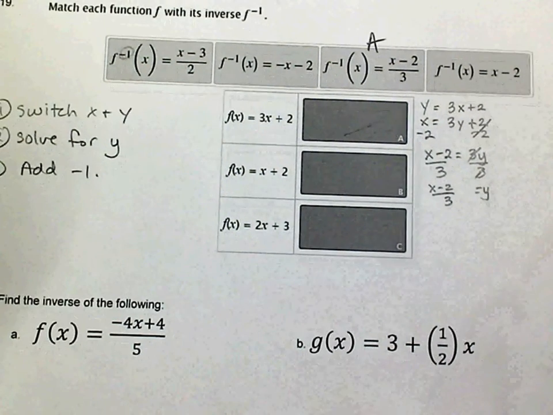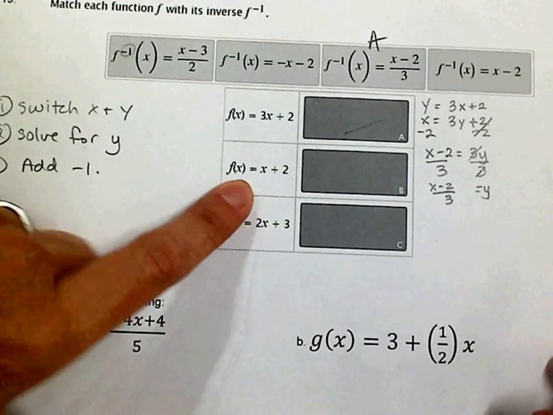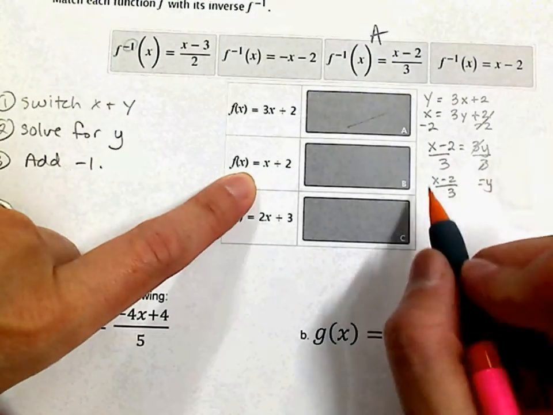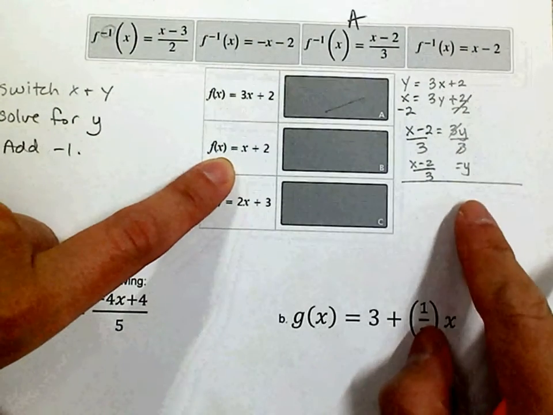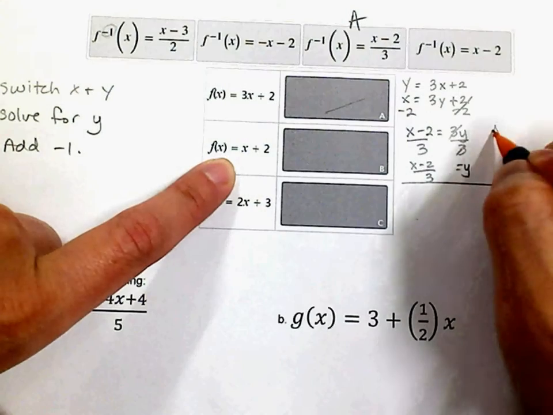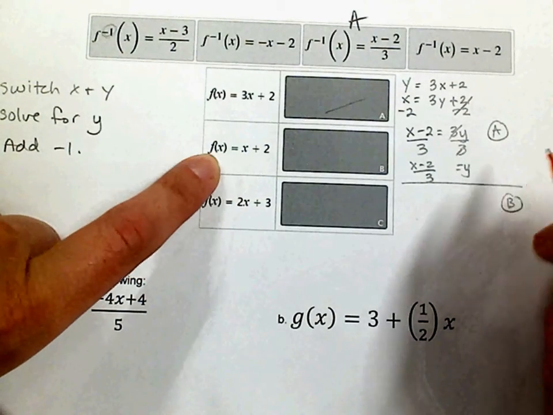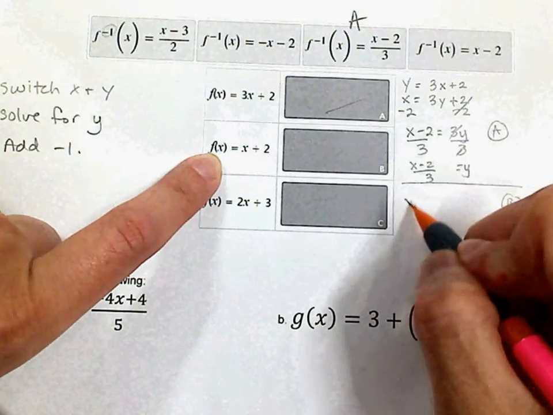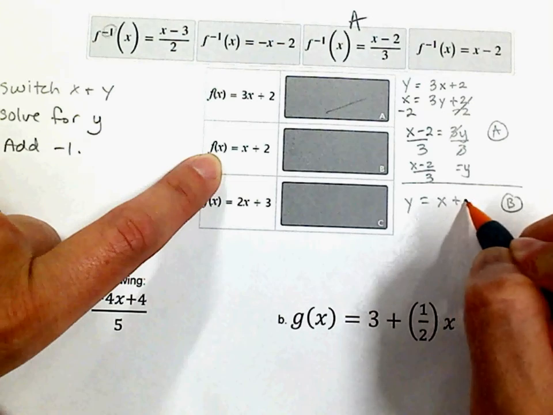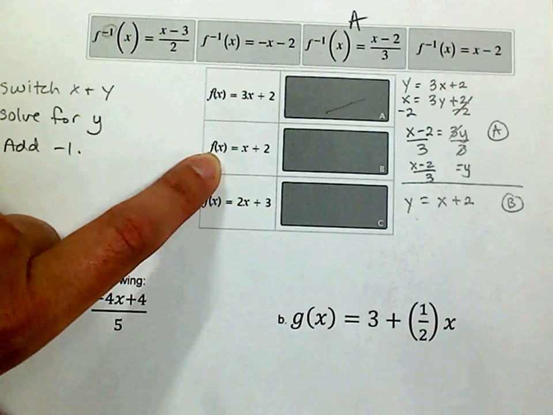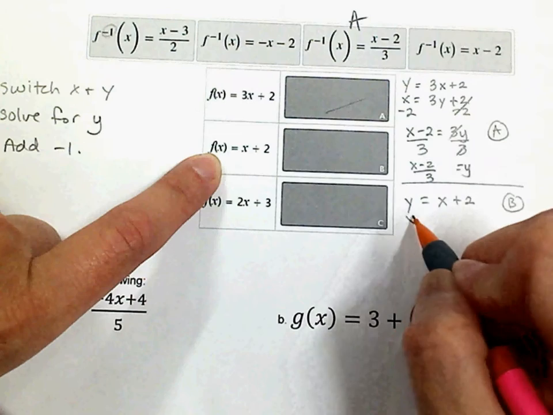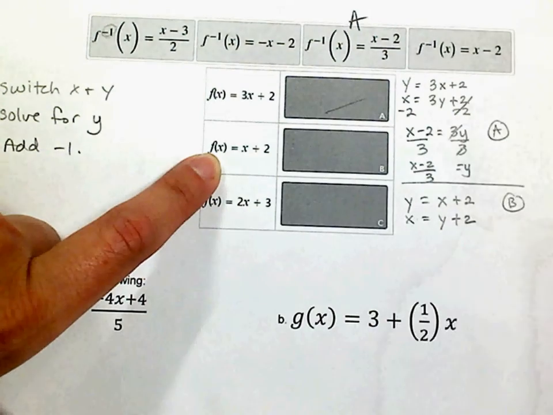Okay, let's look at this one right here. B. Okay, I'm going to continue right here. This is A. Now I'm going to do B. Instead of f of x, I'm going to replace it with y equals x plus 2. How do I solve for that one? Wait, I've got to switch it first, right? Switch x and y.